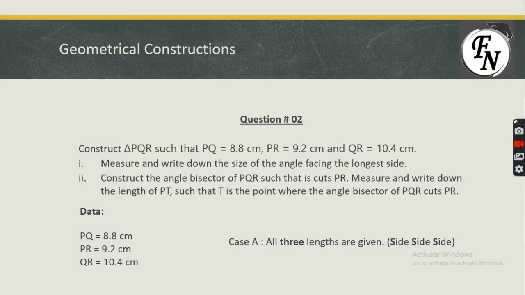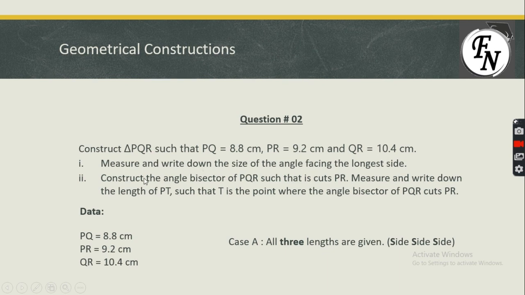So here we are with the question: construct a triangle PQR such that PQ is 8.8 centimeter, PR is 9.2 centimeter, and QR is 10.4 centimeters. So first of all, we will make a triangle with all three sides given, and after that we will be doing the first part, which is we need to measure the angle facing the longest side. So we will be drawing all these three lengths, and as we can see that QR is the largest length, so the angle facing this QR would be measured.